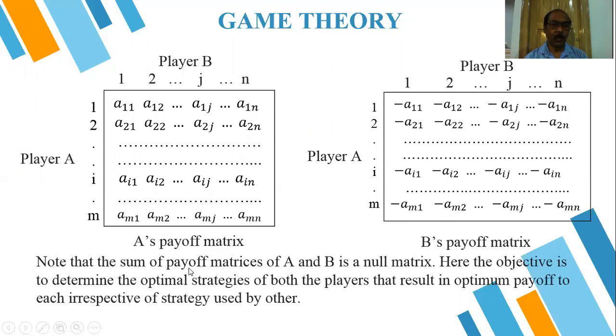Note that the sum of the payoff matrices of A and B is a null matrix. If we sum up these two matrices, what will we get? We will get the null matrix. Here the objective is to determine the optimal strategies of both players that result in the optimum payoff to each, irrespective of the strategies used by the other.